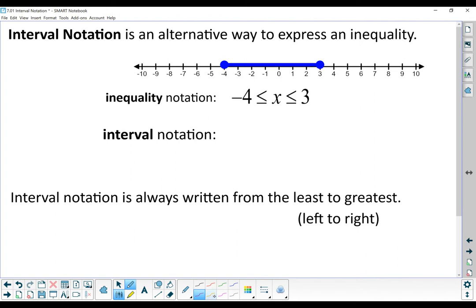The way that we would write this in interval notation is like this: [-4, 3], and this particular one would use brackets. So it's telling you the lower bound and the upper bound separated with a comma. And the brackets tell me that the two end values are included, like with those filled in circles. When we write interval notation, we always write it from least to greatest. So on a number line, it's from left to right.